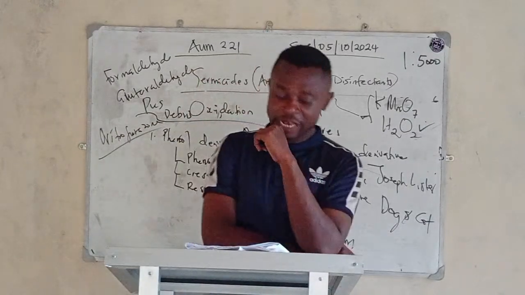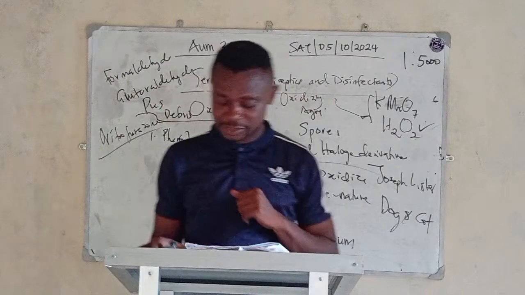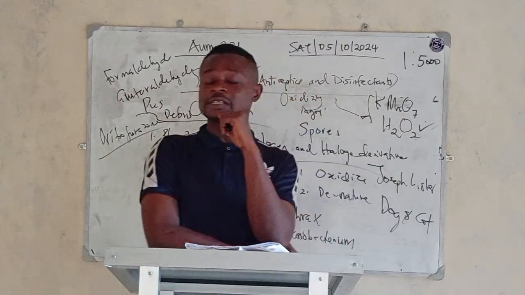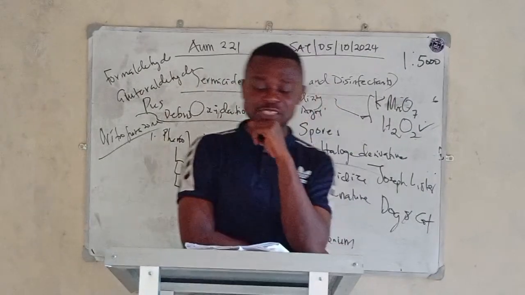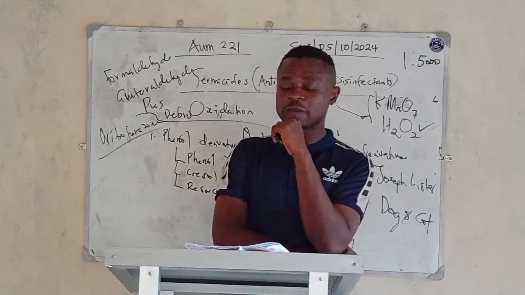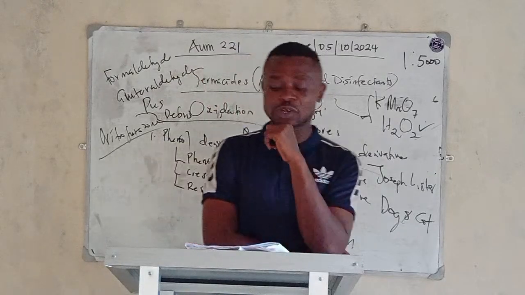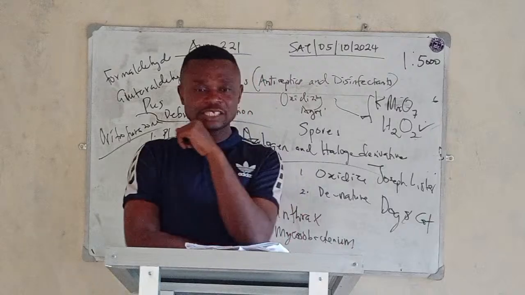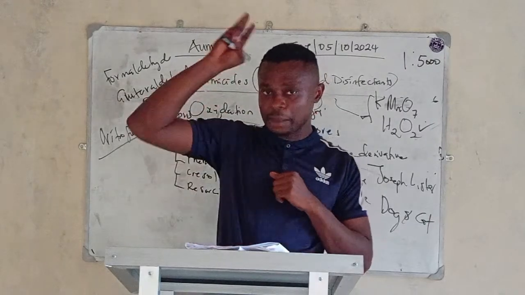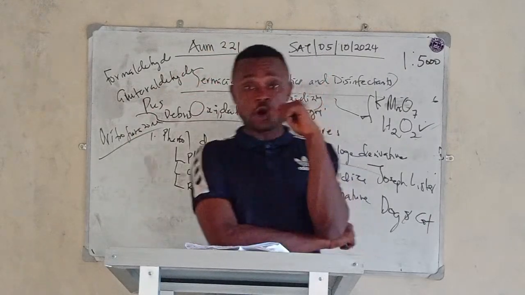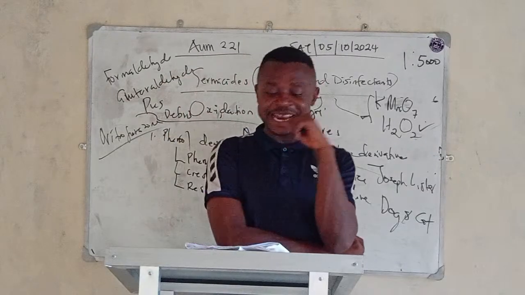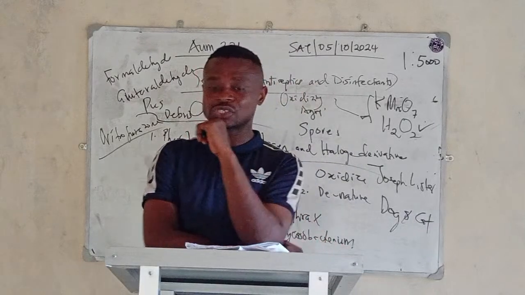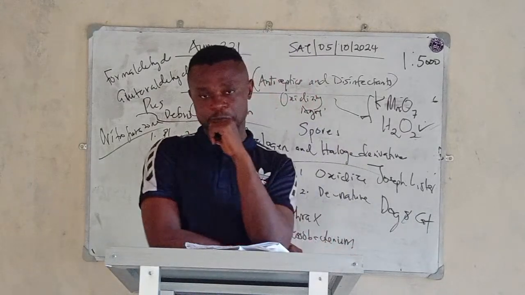Let's continue. Let's go to halogens. Basically, halogens are used as topical antimicrobial agents. They bind to the protoplasm. They oxidize protein and interfere with important metabolic functions of the microbe.